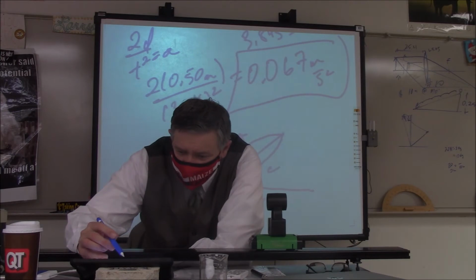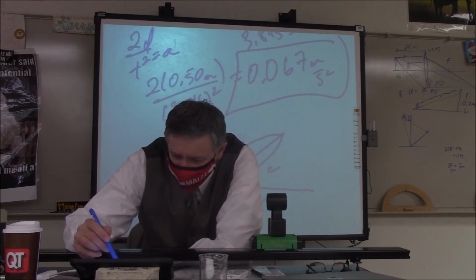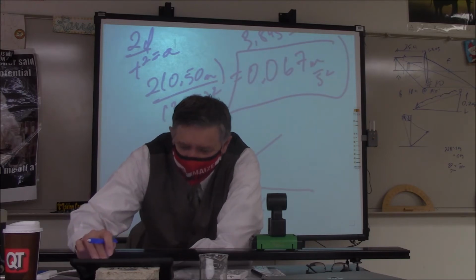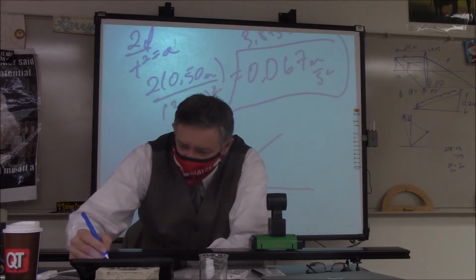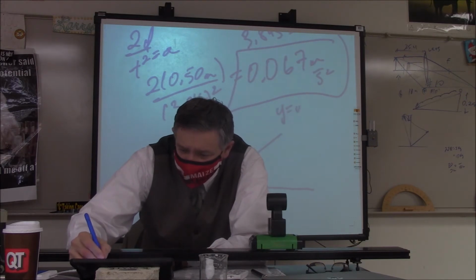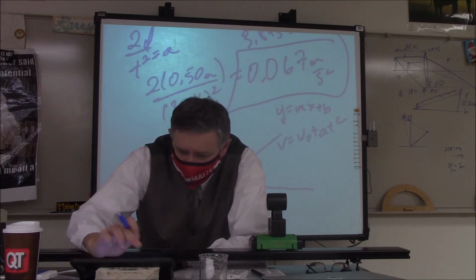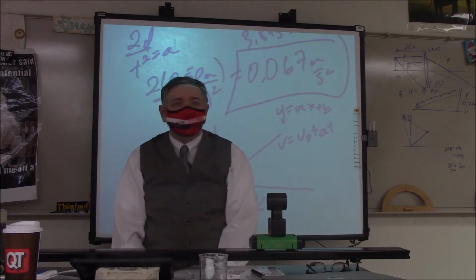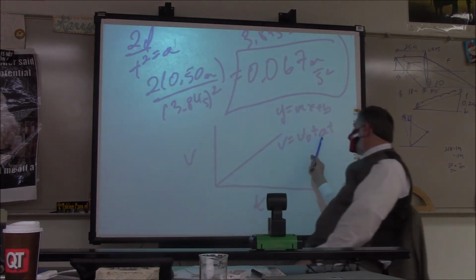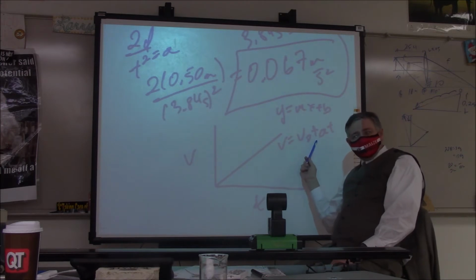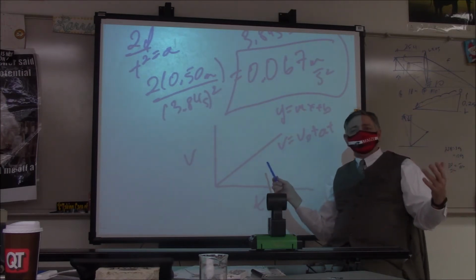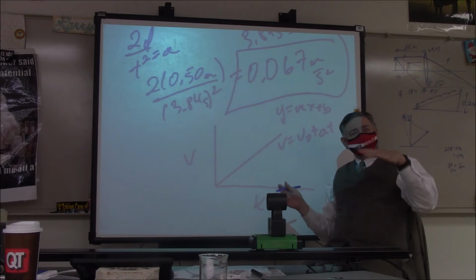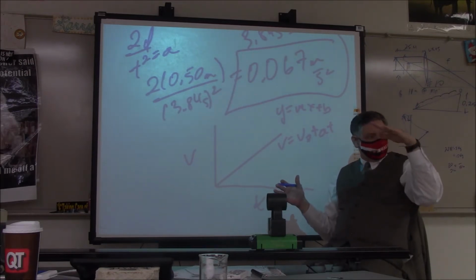So here's the deal. Your velocity time graph has to be a straight sloping line, because that's the only way it's a linear function, where it's mx plus b, which is the only way we can use v equals v naught plus at. Because if your slope is changing, that means your acceleration is changing, which means it's not a linear function. So any velocity time graph is going to be a straight sloping line.